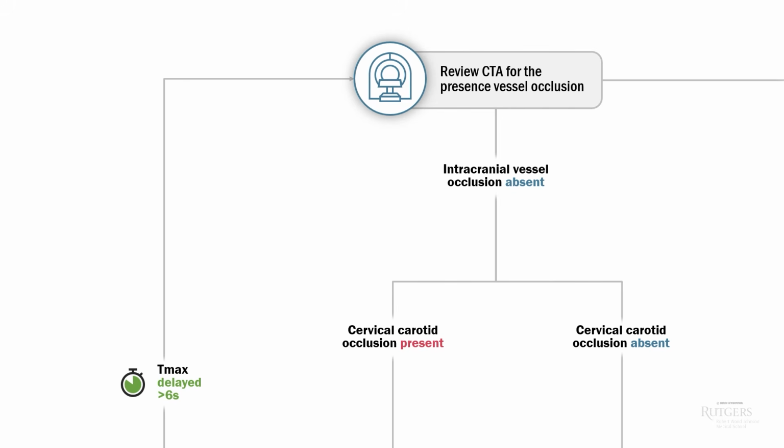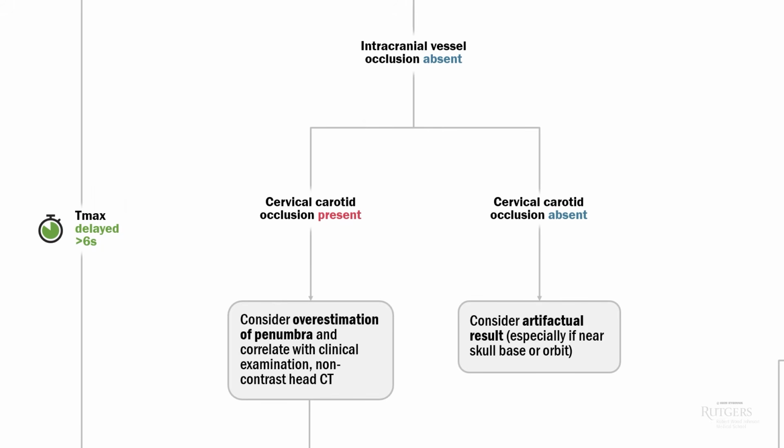An area of over 6-second delay is concerning, and we should review the CTA for the presence of large vessel occlusion. If the intracranial vessel occlusion is absent, we need to explain delay in flow by evaluating the cervical carotid. Note that we're talking about delays in the anterior circulation. If cervical carotid occlusion is present, consider that penumbra is being overestimated in a patient with chronic carotid occlusion.